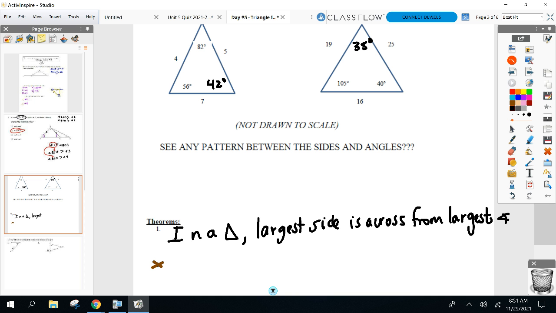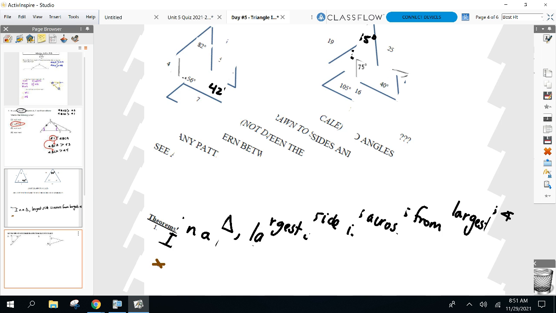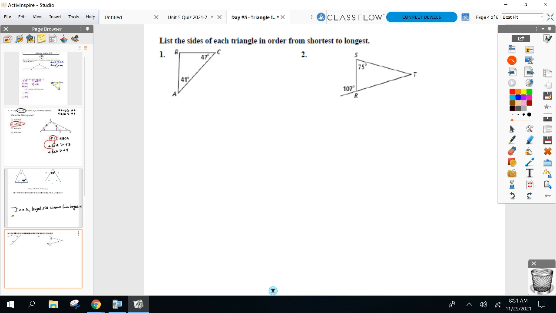All right, so let's try some basic ones before we get to some tougher ones. And then we'll finish up class. Can you list the sides from shortest to longest here for me? Well, there's a problem. What is it? I can't do that yet, unless I know the second angle, the third missing angle, which is angle B. 92. Okay, thank you, 92.